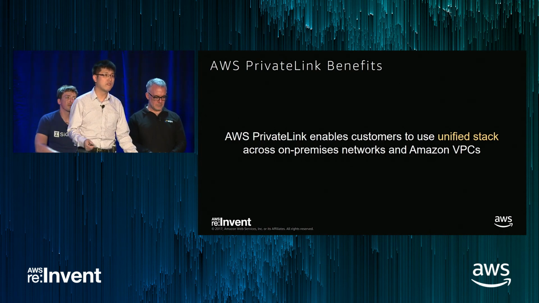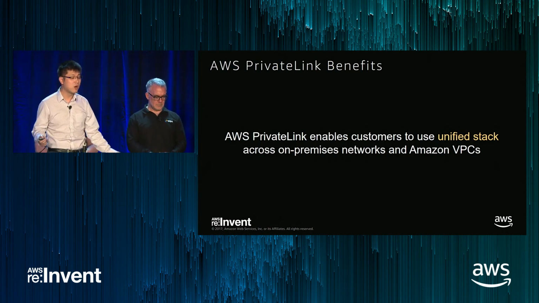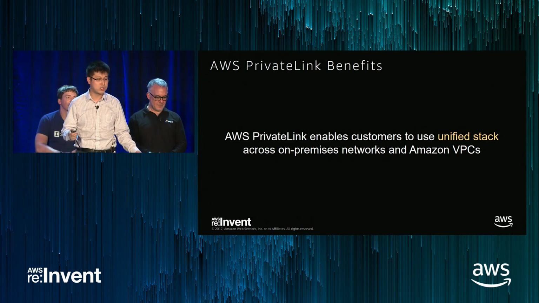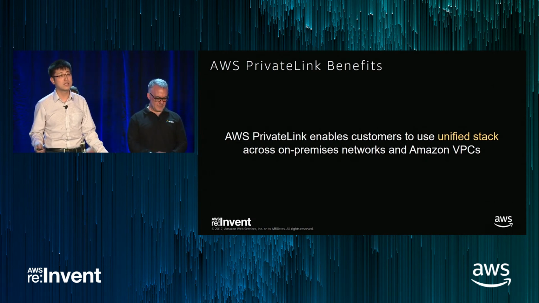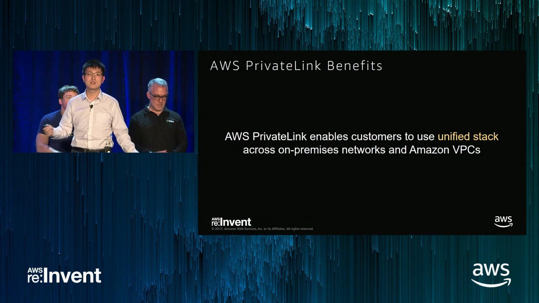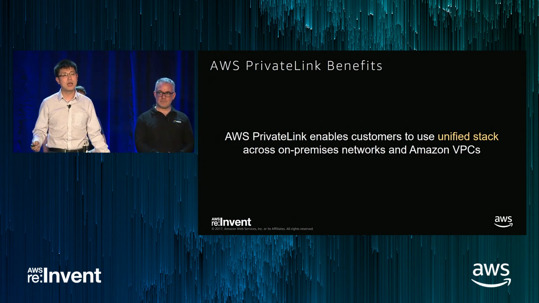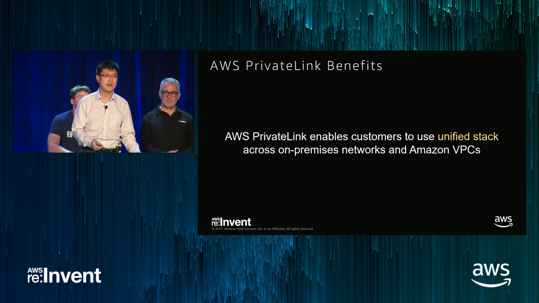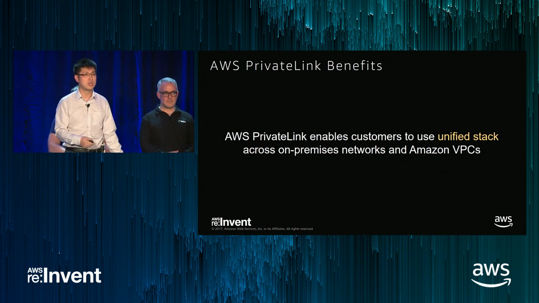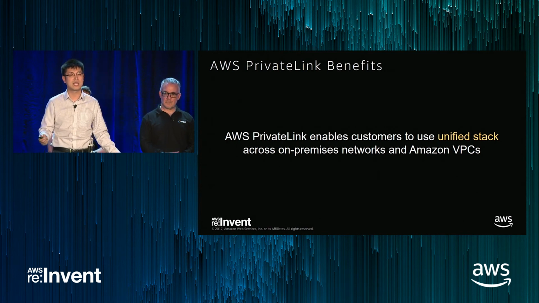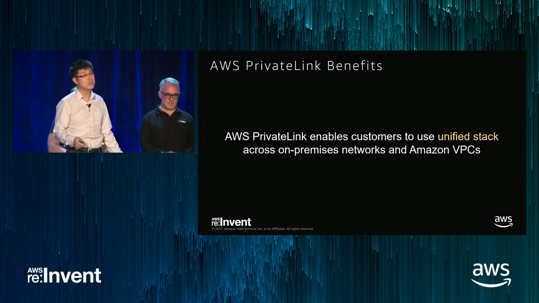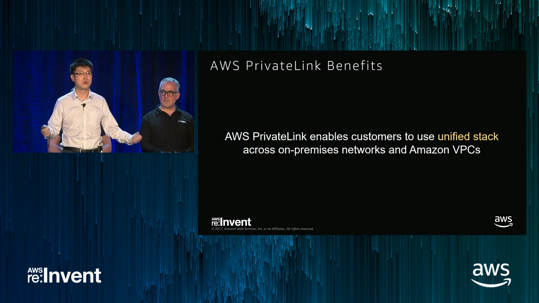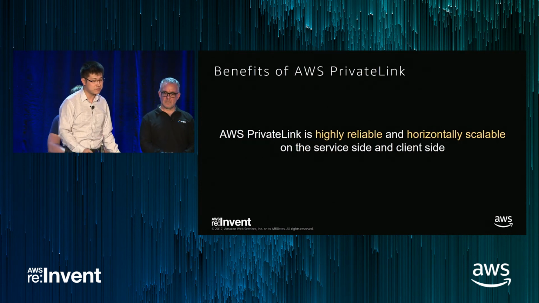I want to go through a few of the PrivateLink benefits. First of all, PrivateLink enables our customers to use a unified stack across on-premise networks as well as VPCs. Let's say you have a SaaS solution. Today, in your on-prem data center, you may not be able to use the SaaS version of it. You have to use on-prem software deployed on your own server. And on VPC, you may be able to use a SaaS solution, or you are using a different version. Now with PrivateLink, your on-prem networks as well as your VPCs can use the same SaaS solution. That significantly simplifies your operational overhead and your architecture.